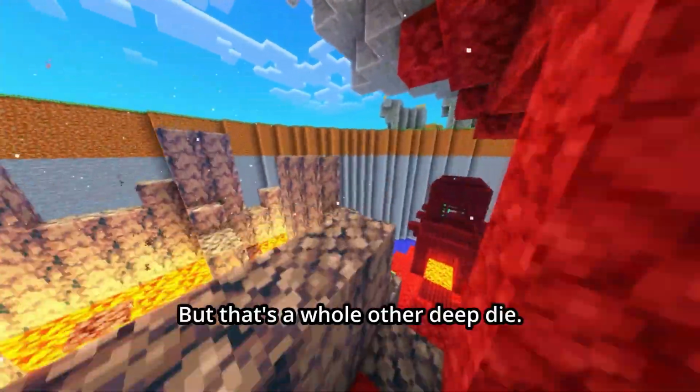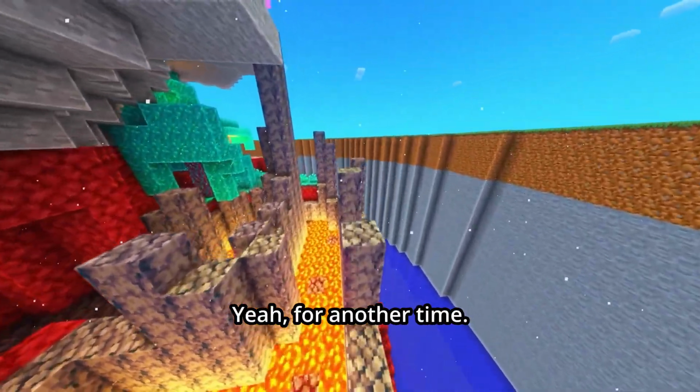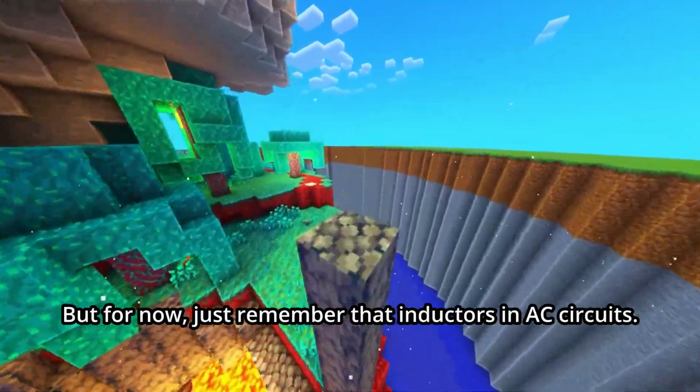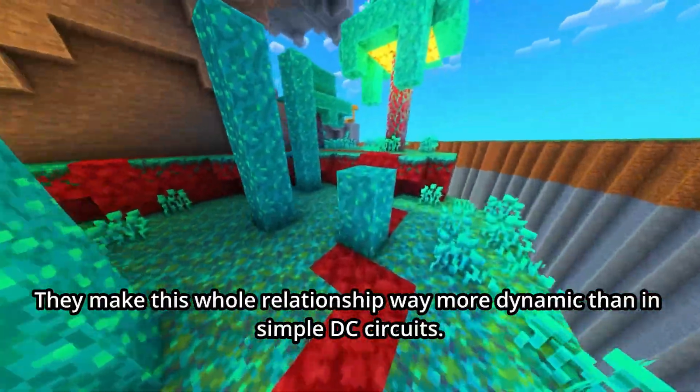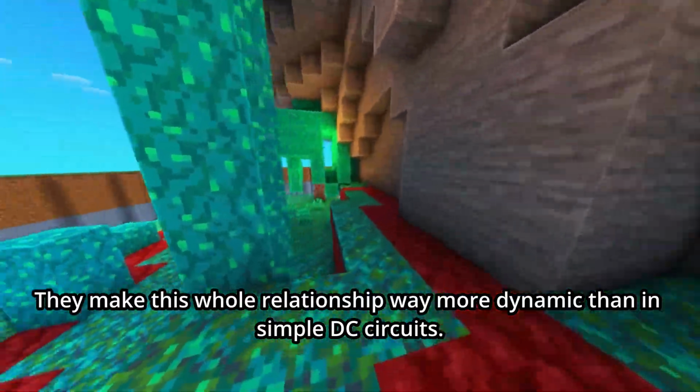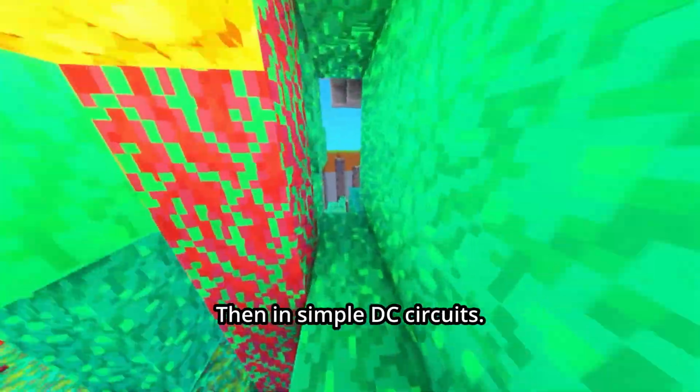Oh, wow. But that's a whole other deep dive. Yeah, for another time. But for now, just remember that inductors in AC circuits make this whole relationship way more dynamic than in simple DC circuits.